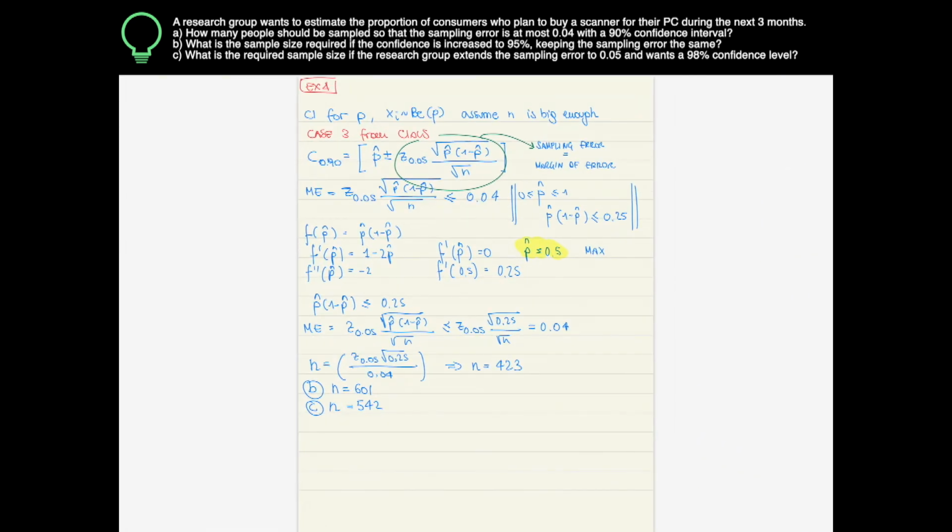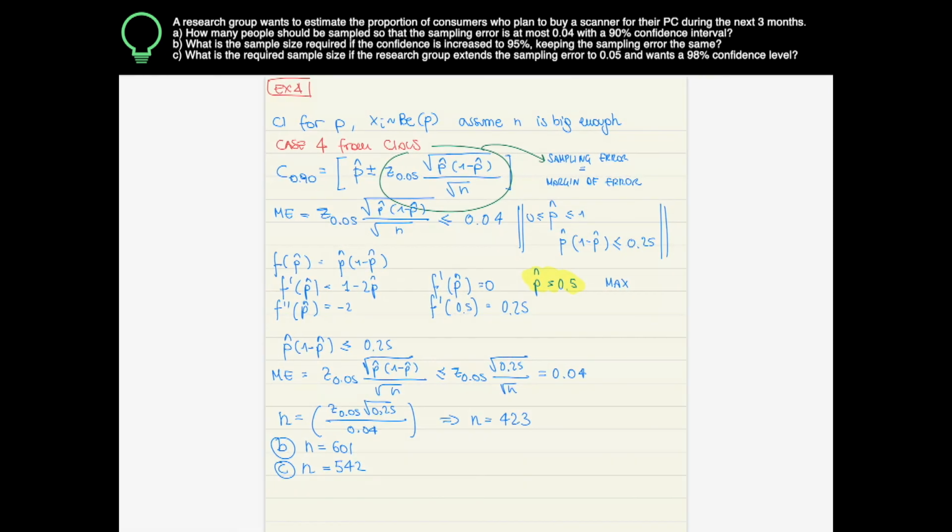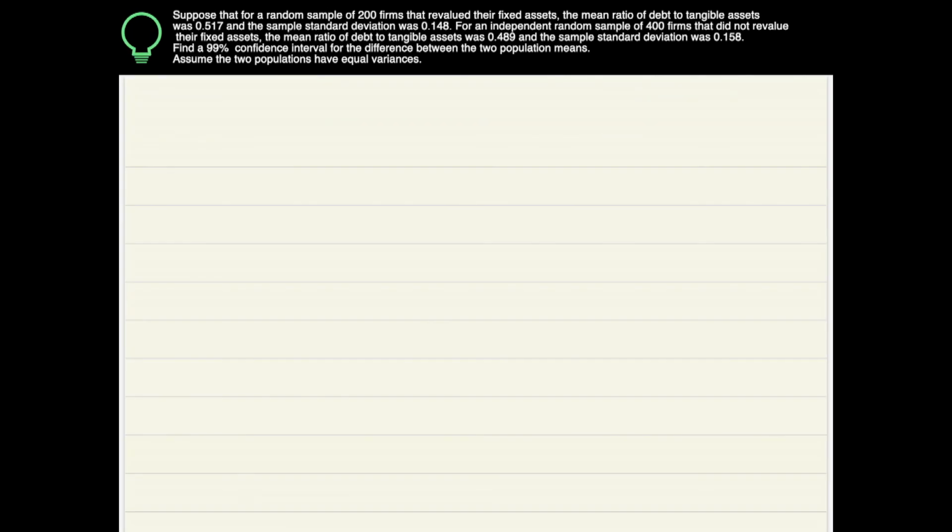This is case, sorry, I wrote case 3, but this is indeed case 4 from Chaus. This fourth case contains 2 exercises. The first one is more standard, easier. This second one is a bit more challenging, so this is why I decided to go through this one. Last exercise, we are getting there.